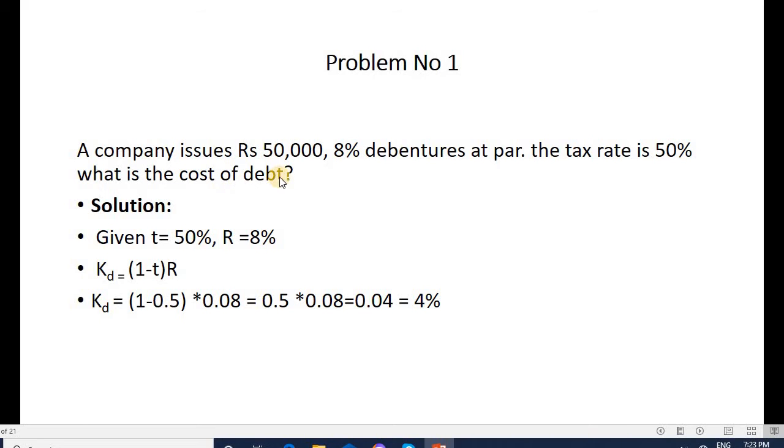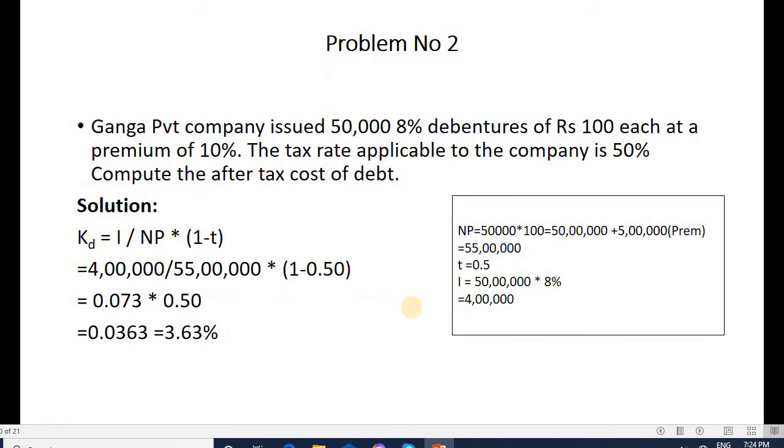A company issues rupees 50,000 8% debentures at par. The tax rate is 50%. What is the cost of debt? Here we need to calculate the cost of debt, where the debentures are issued at par. Given T is equal to 50%, R is 8% as mentioned in the problem. The formula is KD is equal to (1 minus T) into R, where 1 minus T is 0.5, into R is 0.08, that is 8%. So 0.5 into 0.08 is 0.04, which we express as a percentage, that is 4%. So the cost of debt is 4%.